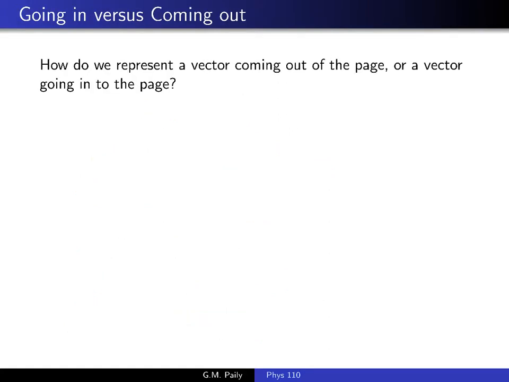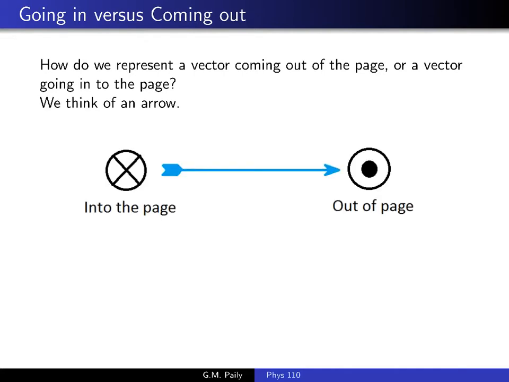Now, as we go further into this course, we will sometimes deal with vectors that do not lie in the plane of the page, but are instead coming out of the page or going into the page. Obviously, most of us are not great artists, so how can we easily represent a vector that goes into the page or comes out of the page? We use two special symbols. For a vector going into the page, we use a circle with an X inside it. For a vector coming out of the page, we use a circle with a dot inside it.